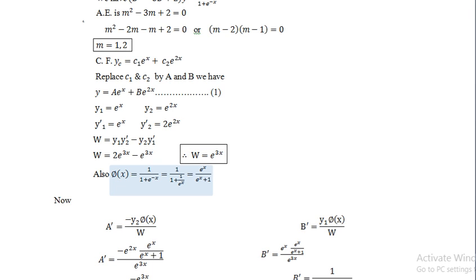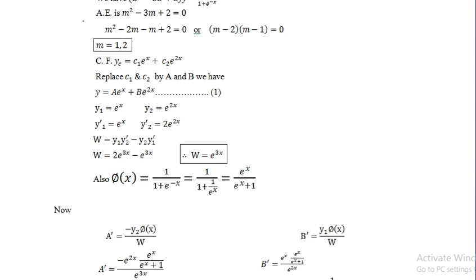And also our phi of x is 1 divided by 1 plus e to the power minus x. So convert this e raised to minus x in terms of plus. Therefore we express e raised to minus x as 1 divided by e to the power plus x here. So LCM is e raised to x plus 1 whole divided by e raised to x, or e raised to x divided by e raised to x plus 1. So our phi of x is e raised to x divided by e raised to x plus 1.